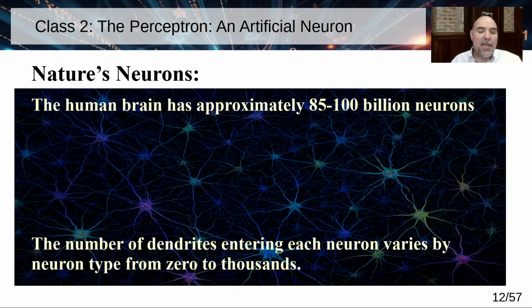And then the number of dendrites entering each neuron varies by which neuron it is and where it is and what type it is, but it could be no inputs to thousands coming in. So if you think about each one of those 85 to 100 billion neurons, each one could have up to thousands of inputs coming in and dozens or hundreds of outputs going out. That's a lot of connections and a lot of things going on in your brain. Now, your brain, however, does fire very slowly. It takes about 1/100th of a second to sum that up and then have a firing across there.